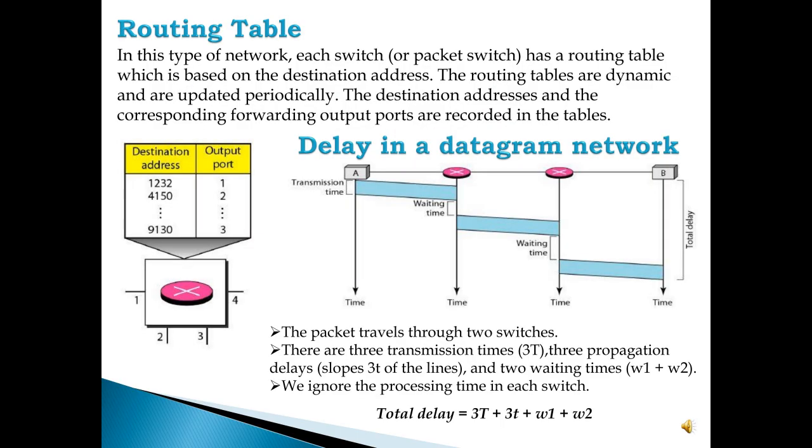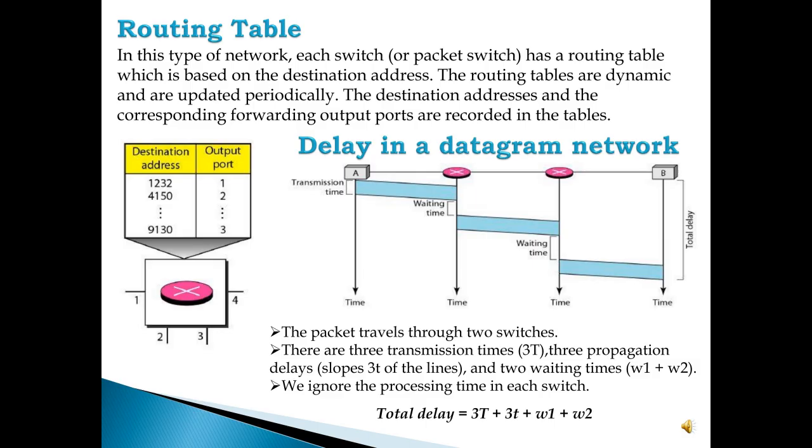About routing table. In this type of network, each switch or packet switch has a routing table which is based on the destination address. The routing tables are dynamic and are updated periodically. The destination addresses and the corresponding forwarding output ports are recorded in the table. Here you can see one of the small tabular format.